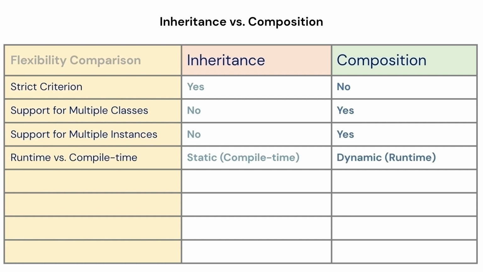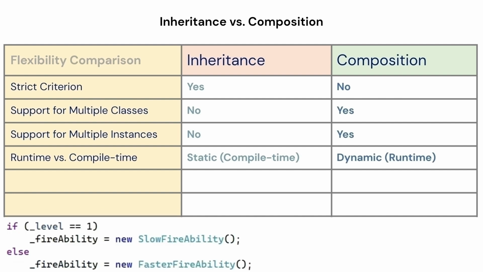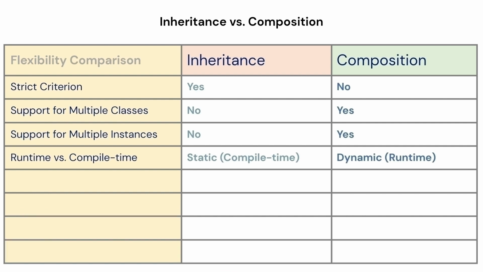Additionally, composition is dynamic and happens at runtime, which means you can create composition relationships at runtime, remove them, or change them. You can add or remove the number of instances, and you can do all of that conditionally if needed. This brings a lot of flexibility.